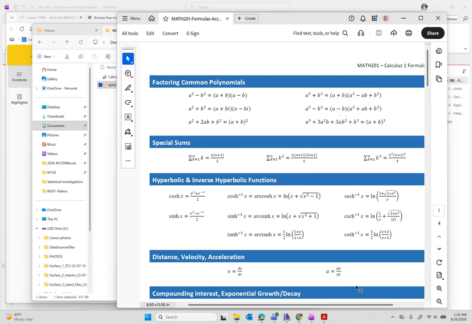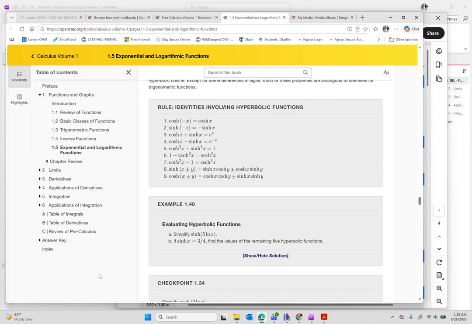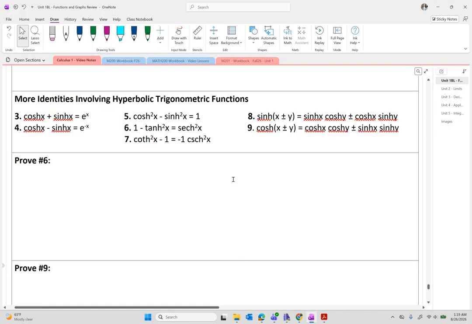As a reminder, the formulas of those functions and their inverses are in our formula packet, so you can always reference that if you want. And if you want to read more and see some more examples, you can find them in section 1.5 of Calculus Volume 1 by OpenStax. But for now, here is a summary of some of the identities involving hyperbolic trigonometric functions.